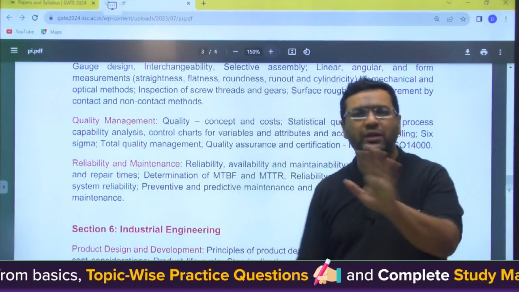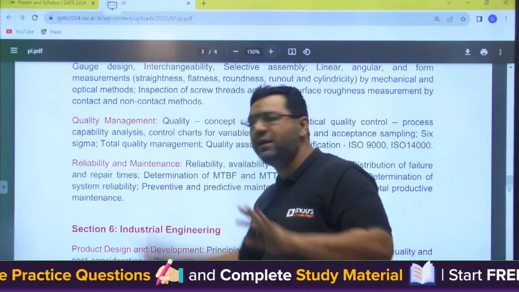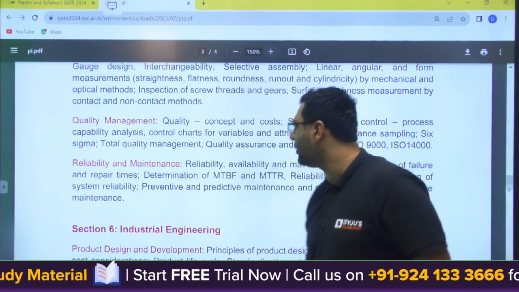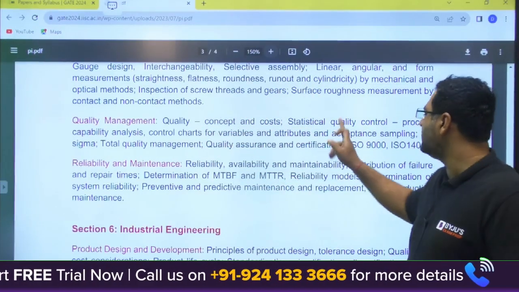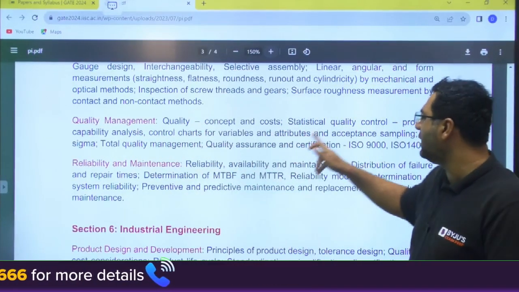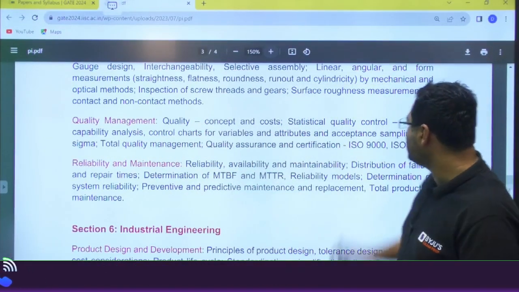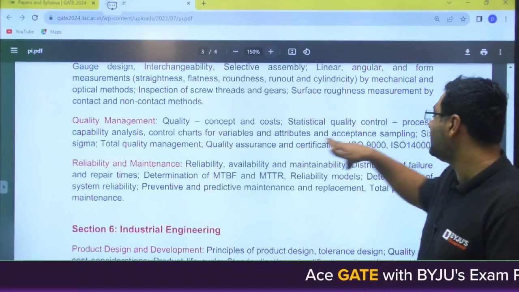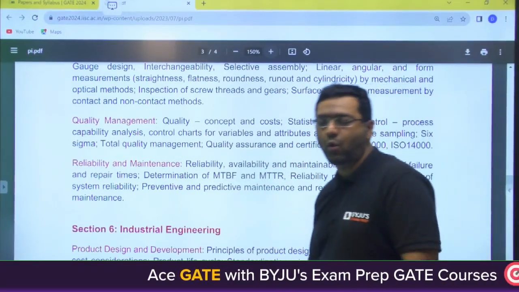Quality management is not there in mechanical. Reliability and maintenance is not there in mechanical. That is totally new. You need to study for the P&I paper. Quality concept and cost, statistical quality control, process capability analysis, control chart for variable and attributes, and acceptance sampling, Six Sigma, total quality management, quality assurance and certification, ISO 9000, all these things.